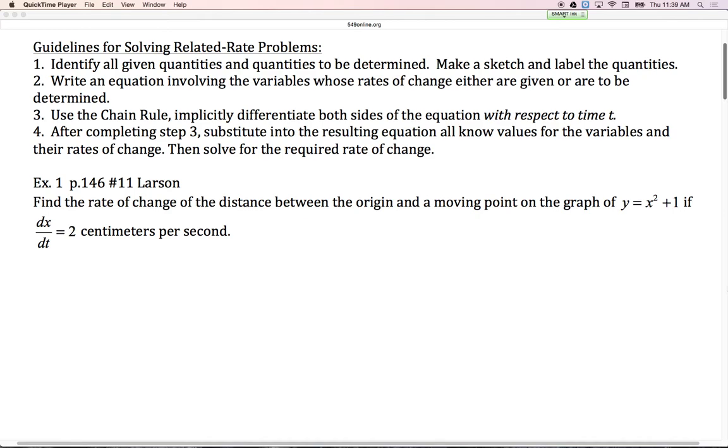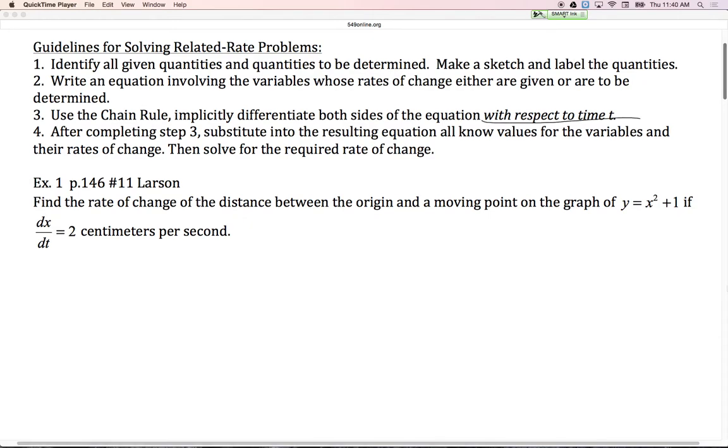All right. Identify all given quantities and quantities to be determined. Make a sketch and label the quantities. Write an equation involving the variables whose rates of change are either given or to be determined. Use the chain rule implicitly. Differentiate both sides with respect to time. That's going to be the big thing today. There's a couple other things that really help.